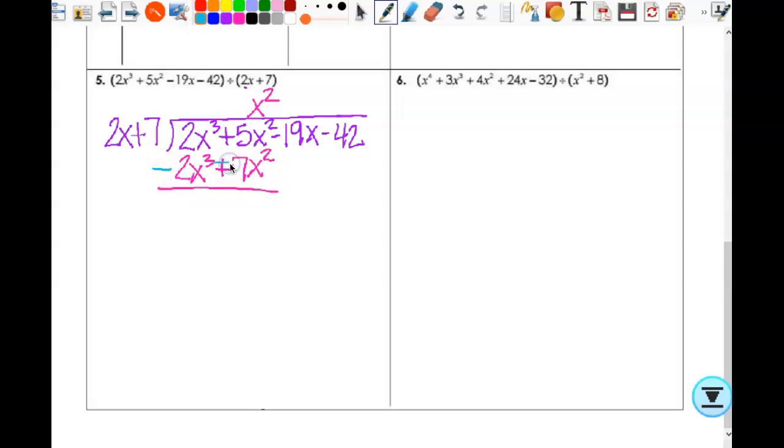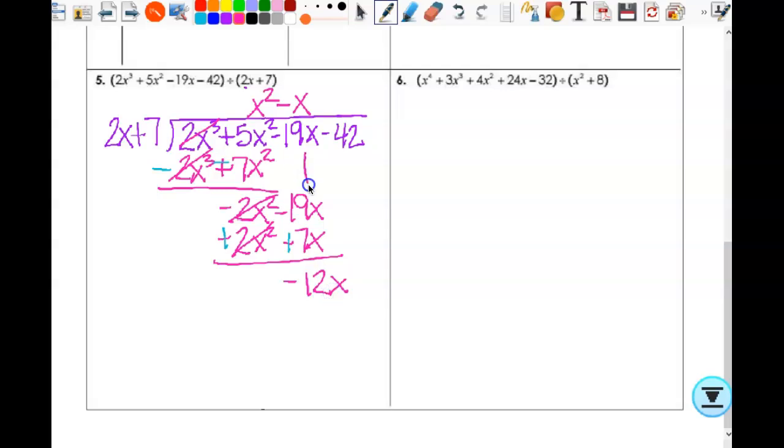Change the signs. Right. So then these zero out. This gives me negative 2x squared minus 19x. And negative 2x squared divided by 2x is what? Negative x. So I get negative 2x squared minus 7x. Go through and change the signs. Those zero out. Negative 12x. Bring down my negative 42.